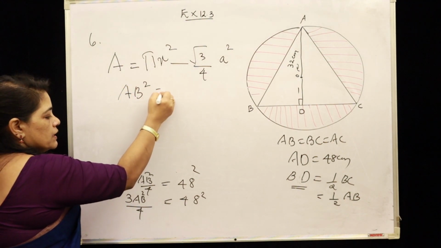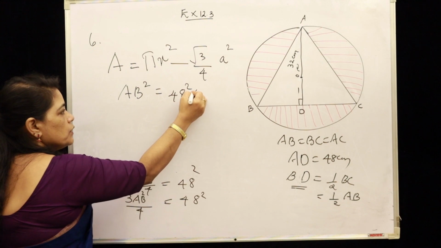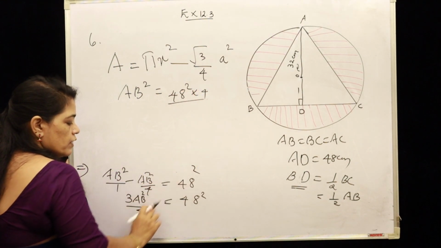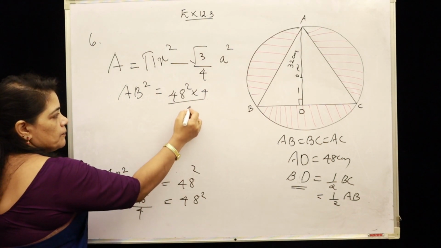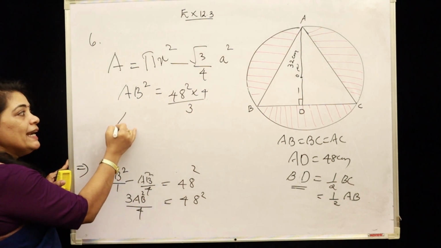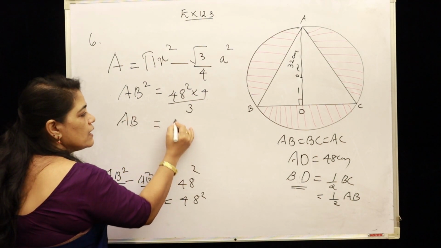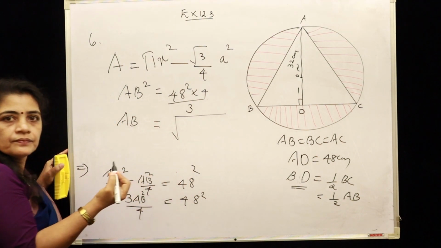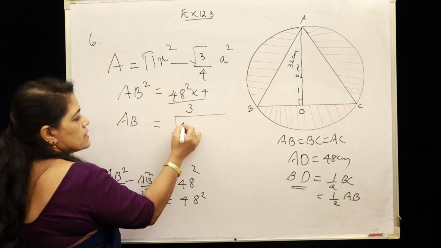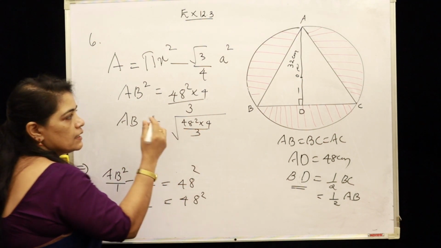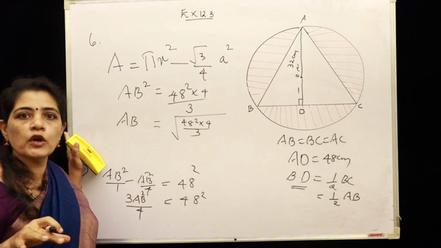Calculation is very important, children. That is up to you. You can do your own calculation, it doesn't matter. 48 square into 4 divided by 3. But we need AB. This is AB square, so in order to get AB, you have to take the square root on the RHS. The whole expression will come under the square root.